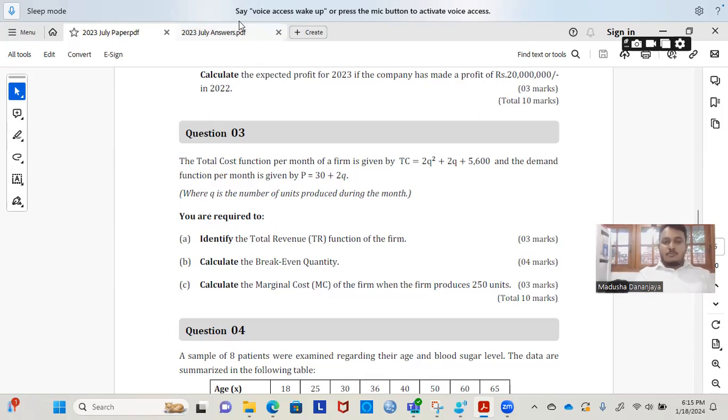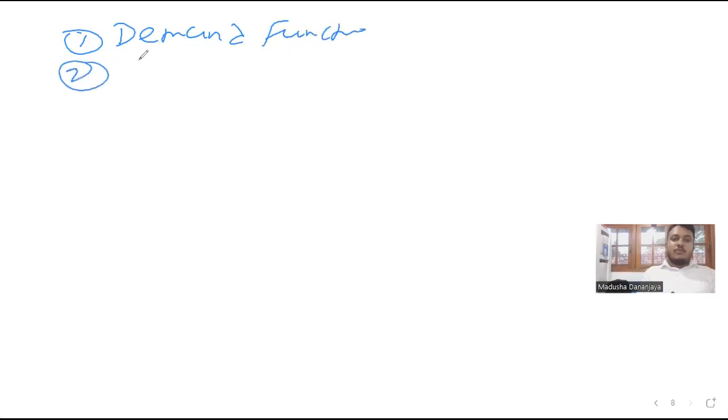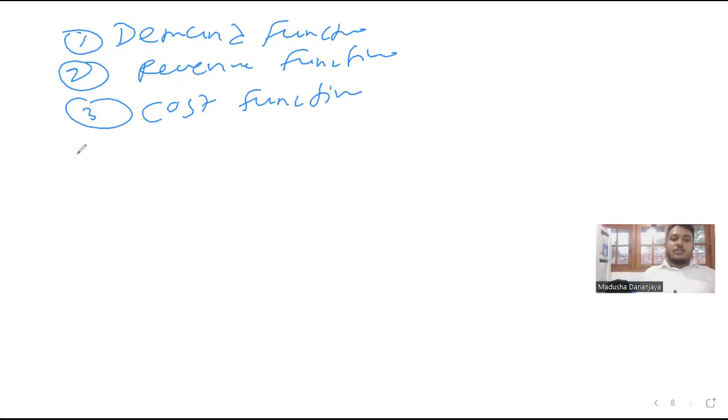Before starting this question, let me brief you the nature of this lesson. Right. Now see. So when it comes to this lesson, all you have to do is to deal with 4 types of functions. Now don't worry about the term function. I will tell you what a function means. You have to deal with 4 functions. First one, demand function. Then revenue function. Then cost function. Last one, profit function.